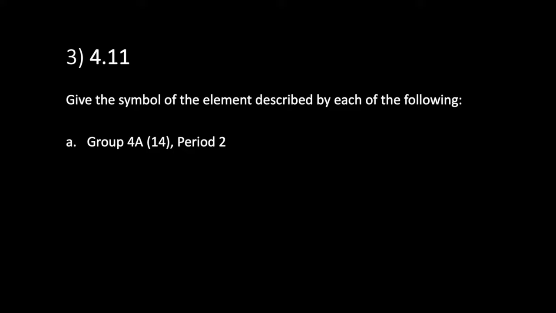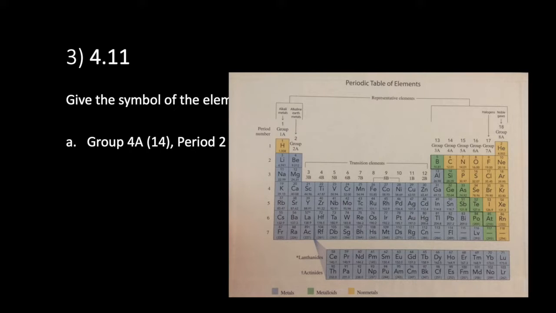So let's go through these one at a time. We want to find the symbol of this element. Now the element is in group 4A, which is also called group 14, in period 2. If you look at the top, the columns are the groups. We're looking for group 4A, and here it is. Notice that group is also 14. Those are just two names for the same thing. Say 14 would be like Florida, and 4A would be like the Sunshine State. They mean the same thing, just slightly different names.